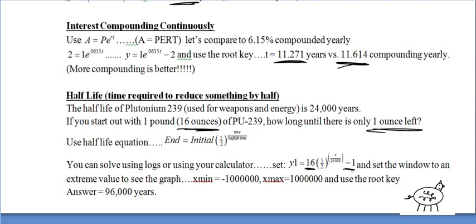When you do this problem, you want to set the window to an extreme value to see the graph. Sometimes it's kind of difficult to see that window. Sometimes you just have to keep expanding it and expanding it to actually see what the graph is going to look like. And if you do that, then your answer is going to come out to be 96,000 years. So try that on your calculator, but you just expand your window to see what things look like, and you should be good to go.